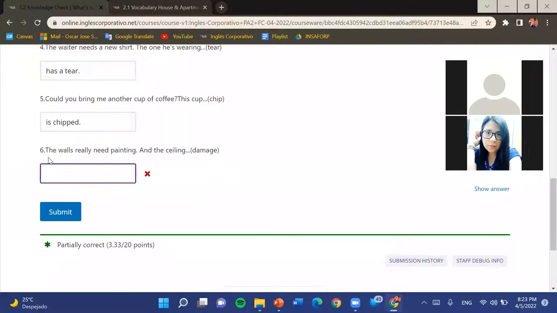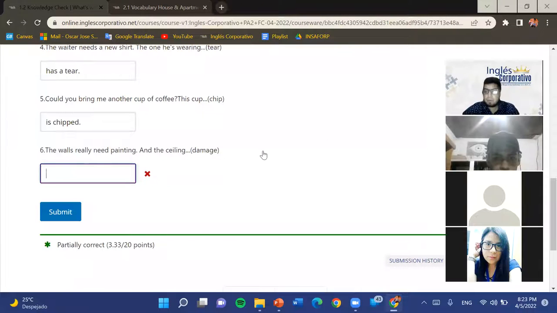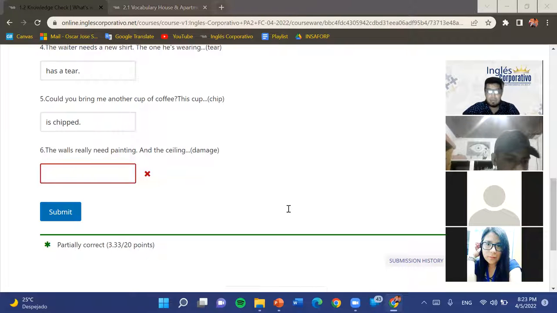And then we have the walls really need painting. And the ceiling, Joel. Yes, is damaged. Is damaged. Very good. Thank you very much, also, Evelyn.